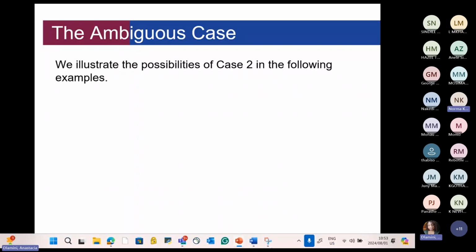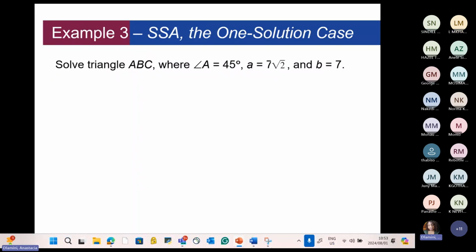So let's see. Now they say we illustrate the possibilities of case 2 in the following example. Let's look at this one. Solve triangle ABC, where angle A is 45 degrees, a is 7√2, and b is equal to 7.